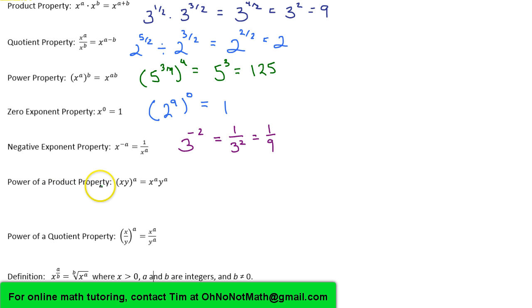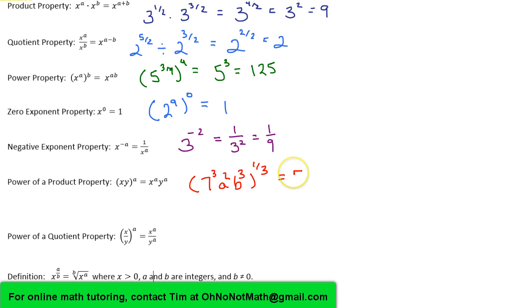The power of a product property says that the quantity x times y raised to the power of a equals x raised to the power of a times y raised to the power of a. So let's say we have 7 cubed times a squared times b cubed, all raised to the power of 1/3. Okay, I just multiply this exponent by each of the exponents inside the parentheses.